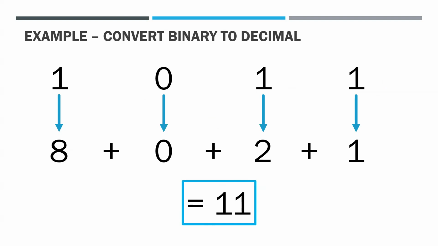That's how this works. It's straightforward. If there's a 1 there, it represents whatever number that position is, right? 8, 2, 1. Add them up, boom, get 11. That's the decimal representation.